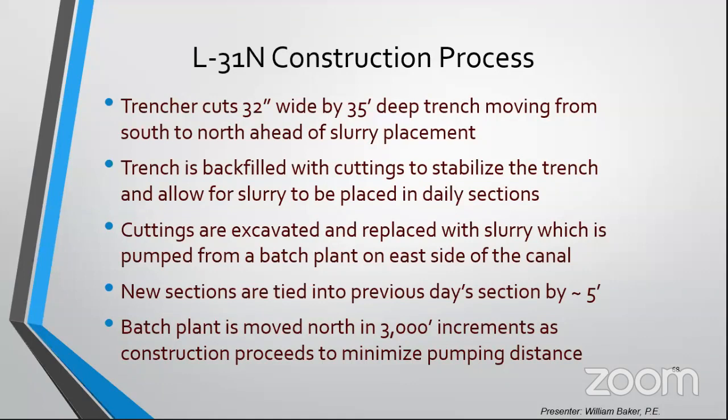So the construction process for this wall, we had a trencher that cut a 35-foot deep, approximately 3-foot wide trench from south to north ahead of the placement of the slurry wall. The trench was backfilled with the cuttings that stabilized the trench and allowed us to construct the wall in daily sections. And then as the wall was constructed, the cuttings were excavated and replaced with the slurry that was pumped over from a batch plant that we had on the east side of the canal.